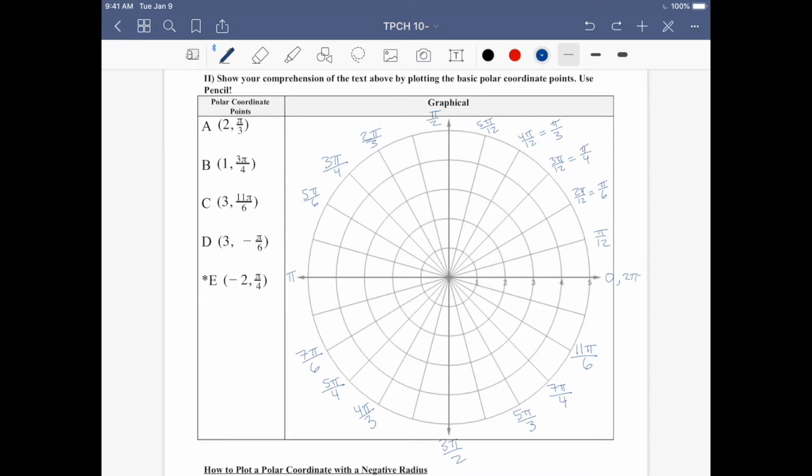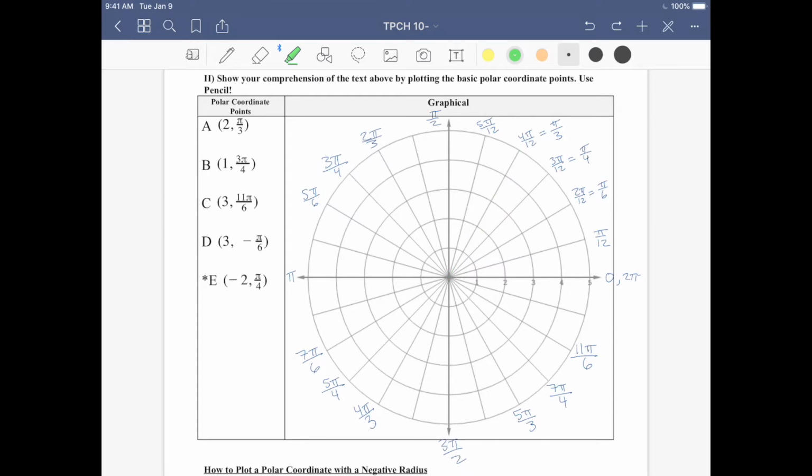Now I'm going to graph these points. So point A says it's 2 comma pi over 3. So the first step is, I'm going to highlight this now, but I'm going to erase this, so don't highlight. The first step is to locate the angle. So I'm going to locate the angle pi over 3. Here's pi over 3. So I'm going to be on this green line right here.